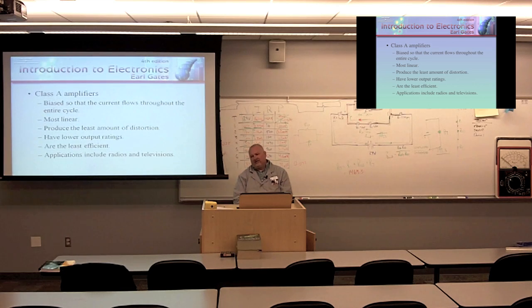There are several classes of amplifiers. The first amplifier we're going to discuss is the Class A amplifier. The Class A amplifier is biased so that the current flows throughout the entire cycle. So that means if I put in a 360-degree waveform, we're going to get out a 360-degree waveform. Because of this behavior, this is going to have the most linear response. So it's going to be the most linear amplifier out of all of them. It produces the least amount of distortion. Why? You put 360 in, you get 360 out. Sounds like no distortion to me.